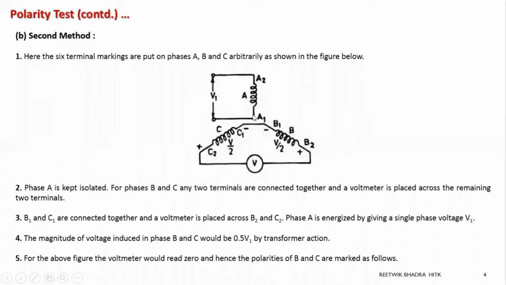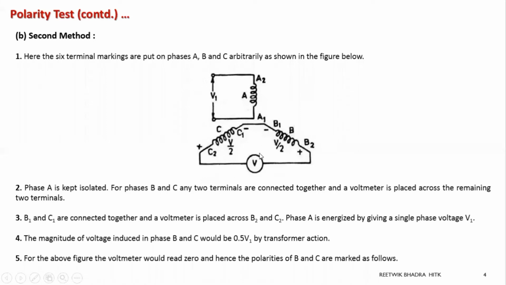Now, what I was telling is that one phase should be kept isolated. Over here the A phase is kept isolated. You can keep the C phase isolated also, no problem, or the B phase. So one phase, A, is kept isolated and given a supply V1, like in the previous case where A was given a supply. And what happens for phases B and C? They are connected to each other through a voltmeter.